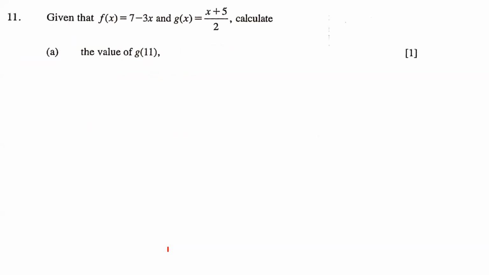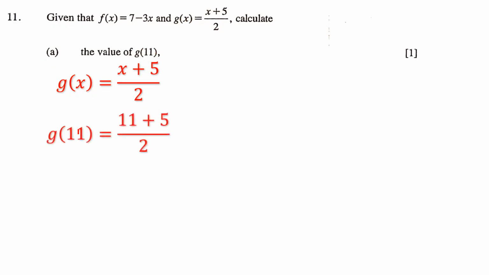Here we have a function. It's f of x is equal to 7 minus 3x, and g of x is equal to x plus 5 divided by 2. And then we want to find the value of g of 11. We already know that g of x is x plus 5 divided by 2. Wherever we see x, we're going to put 11. What is 11 plus 5? 11 plus 5 is 16. Divide 16 by 2, the answer is 8. So g of 11 is equal to 8.